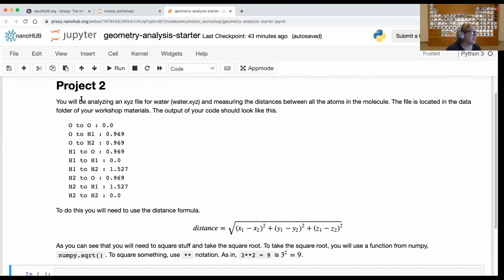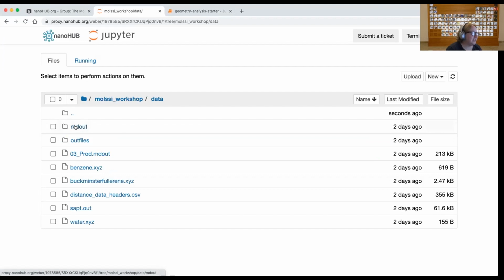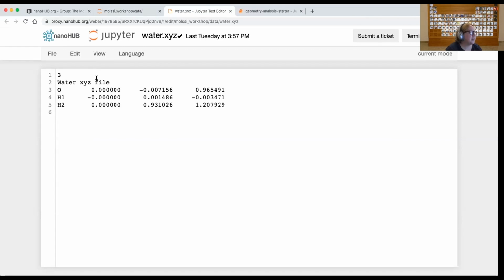As you can see, it says you will be analyzing an XYZ file for water. So if you click over here in your MolSSI workshop folder and you click into the data, you can see this file called water.xyz. You don't have to click on this if you don't want to. I just want to show you what an XYZ file is. An XYZ file is a standard file format for sharing molecular coordinates, and the form of an XYZ file is always this.